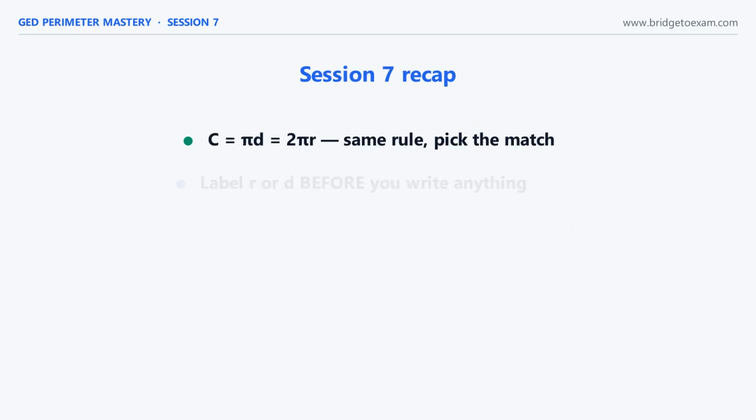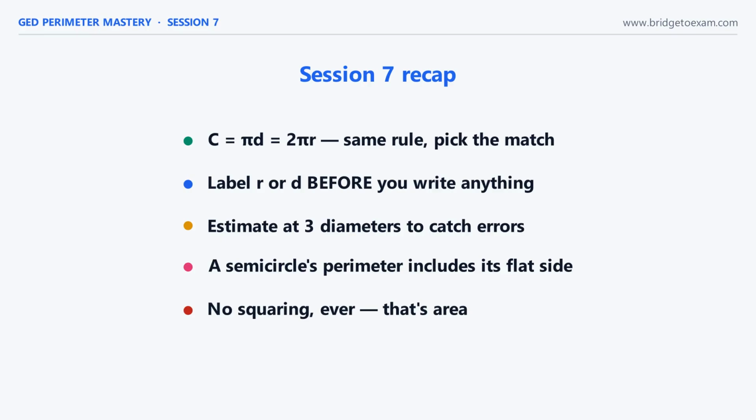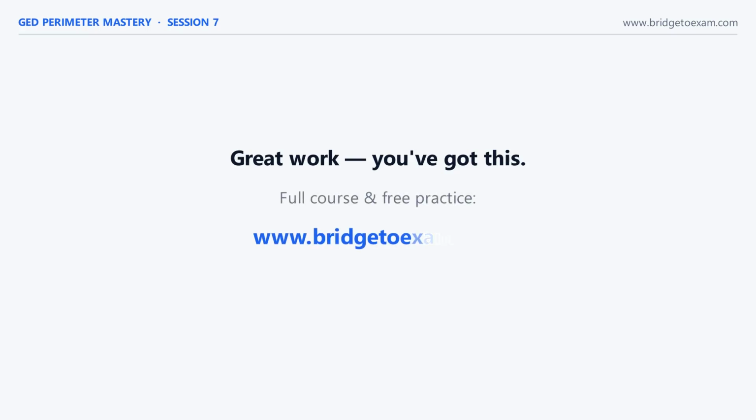Let's recap. C equals pi d, or 2 pi r. Same rule. Pick the one that matches. Label r or d before you write anything. Estimate at 3 diameters to catch errors. A semicircle's perimeter includes its flat side. And no squaring ever. Nice work on Session 7. Next up, the radius versus diameter decision, which is where most circle points are actually won or lost.